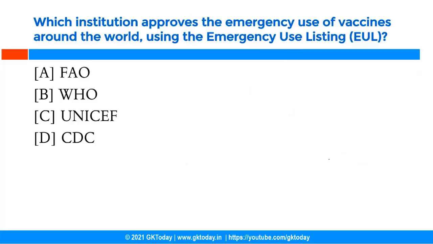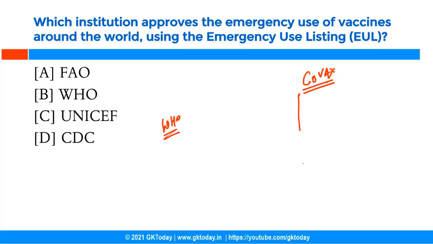Next question is, which institution approves the emergency use of vaccines around the world using EUL, that is emergency use listing? So this is done by WHO. WHO is World Health Organization. Now, in order to ensure equitable access to the vaccines, there is an alliance. It is COVAX Alliance. Idea is to provide vaccines to all countries.